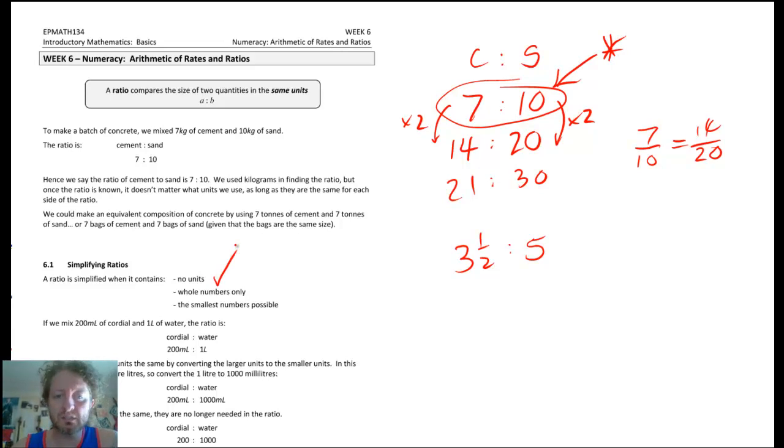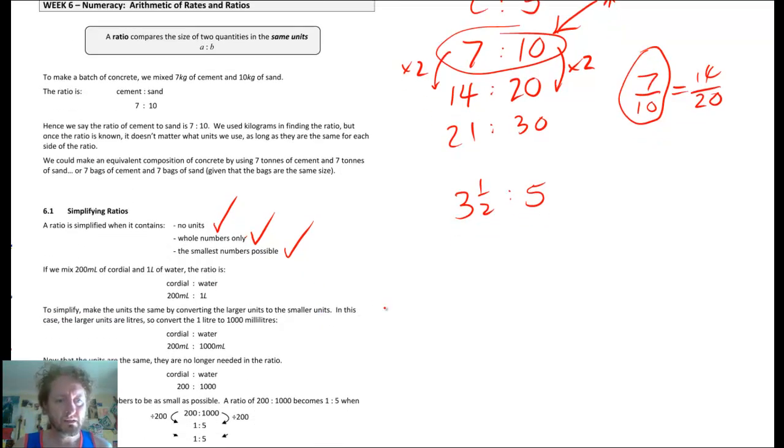It's got no units in it. There's whole numbers only, not the 3.5 one, and they're the smallest numbers possible. Because 7 and 10, apart from the number 1, have no further common factors. And we know from fractions that 7/10 would have been my last answer. I wouldn't have written the fraction as 3.5 over 5, no way. And I wouldn't have left it as 14 on 20. So we've got a direct comparison here between ratios and fractions when simplifying.